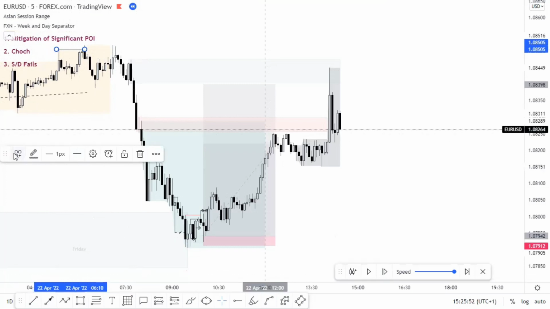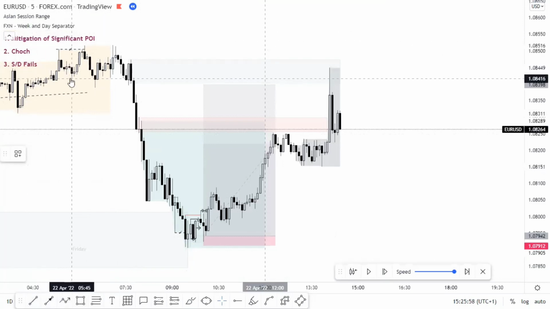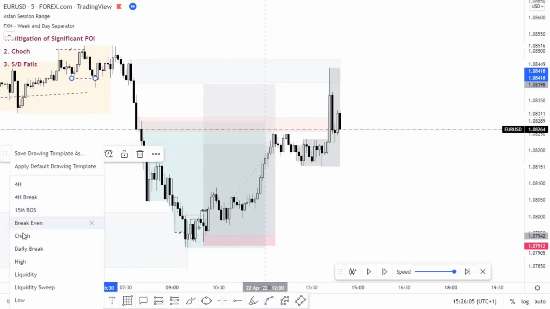Let me change it to sweep, liquidity sweep. Then the next one was the break of structure, which is the chalk. Let me tap it again. Next one was the break of structure, which is the chalk.